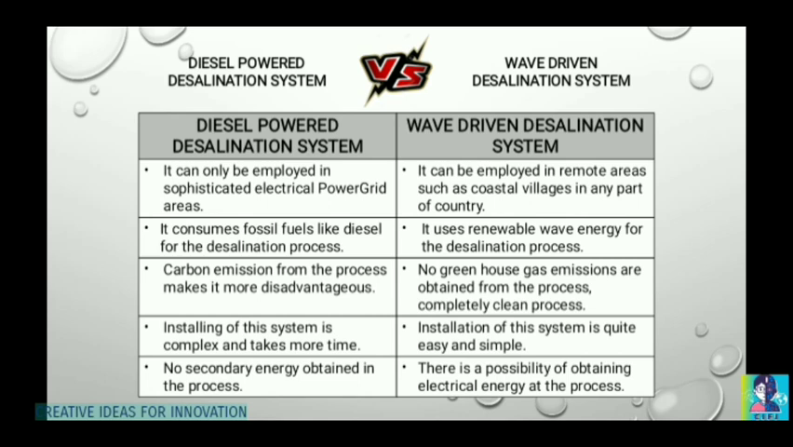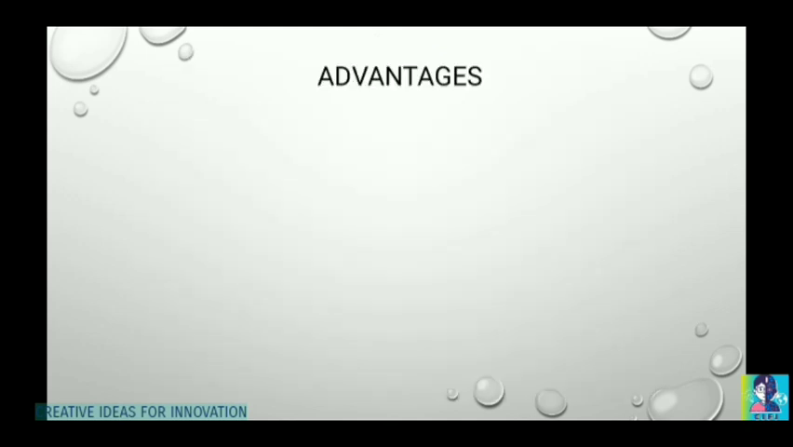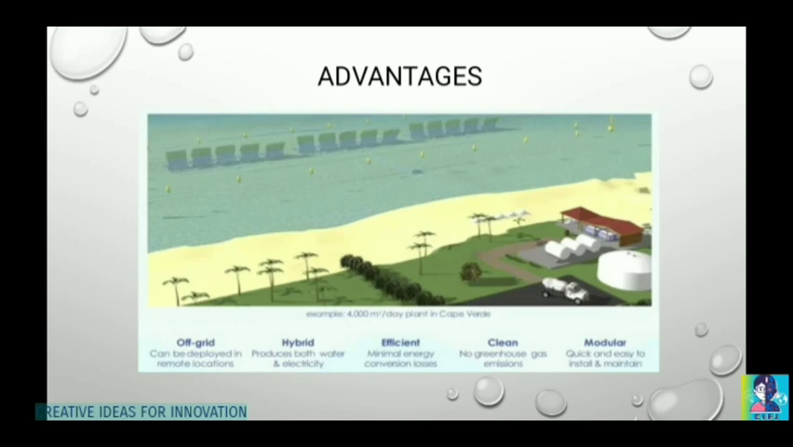By comparing these two methods, the wave desalination method is effective and safe for the environment. Diesel-powered desalination needs electricity and fossil fuels and also creates carbon emissions. Apart from this, wave desalination also produces secondary electricity. The advantages include: number 1, off-grid, can be deployed in remote locations. Number 2, hybrid, produces water and electricity. Number 3, efficient, minimal energy conversion losses. Number 4 and 5, clean and modular.